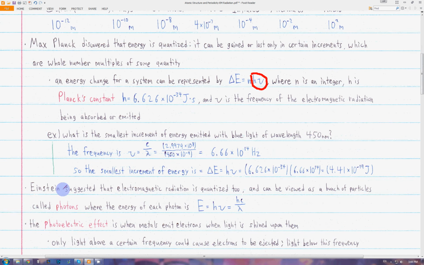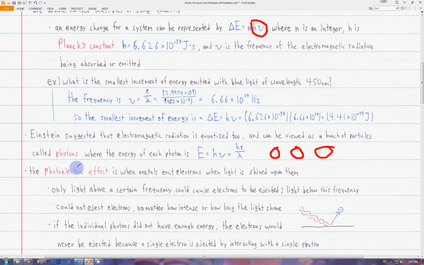So then Einstein suggested that electromagnetic radiation is quantized too, and it can be viewed as a stream of particles called photons. And the energy of each photon is just Planck's constant times the frequency of its radiation. And so we can also express this as h times c over the wavelength, because the frequency is equal to c over the wavelength.